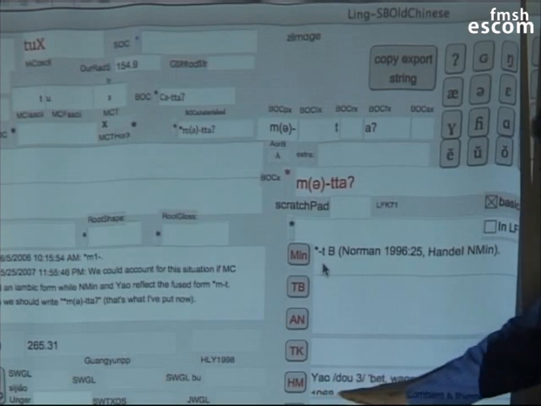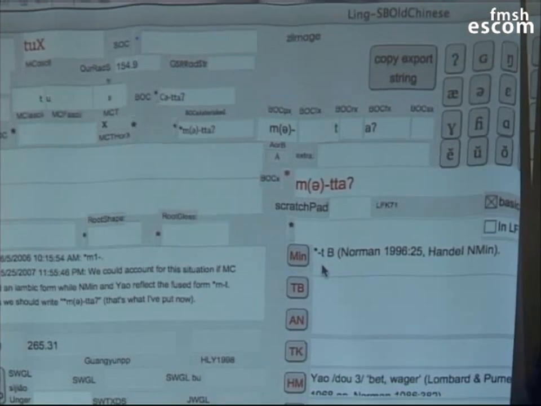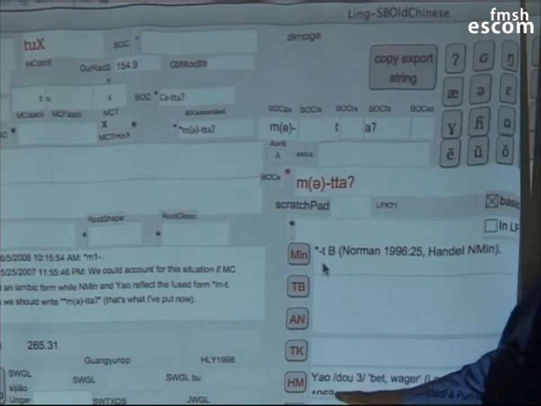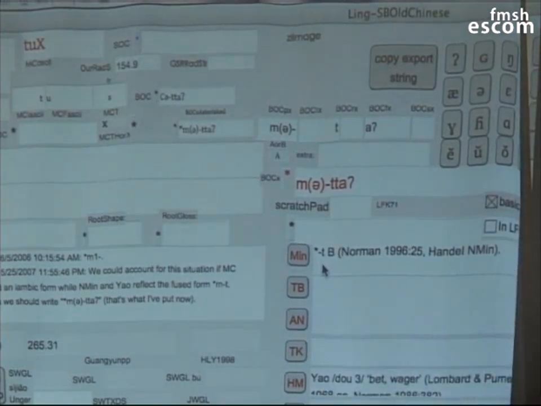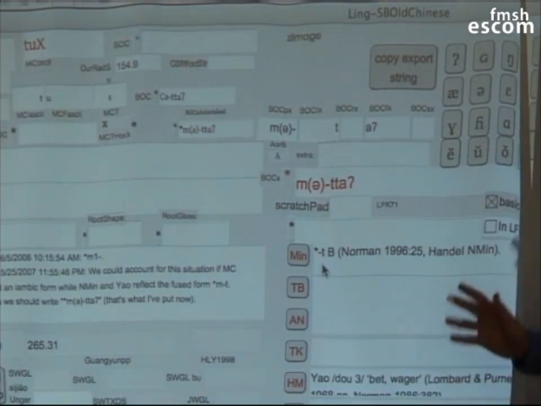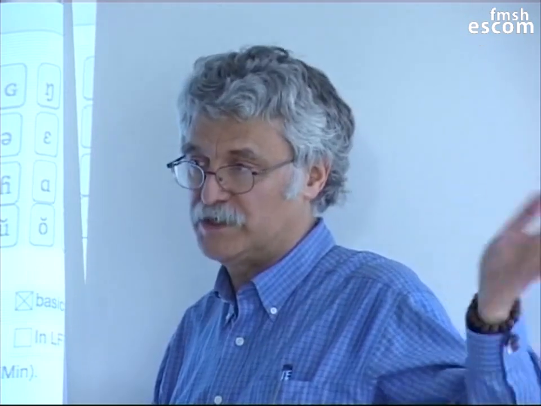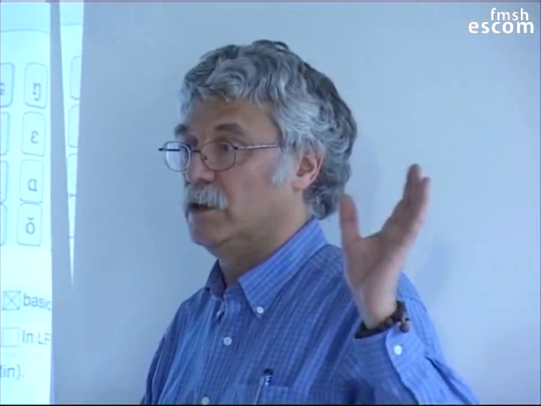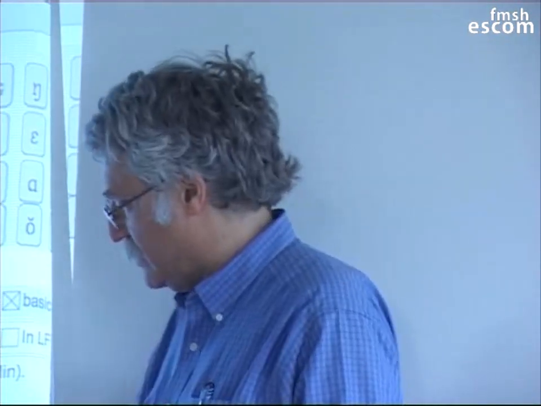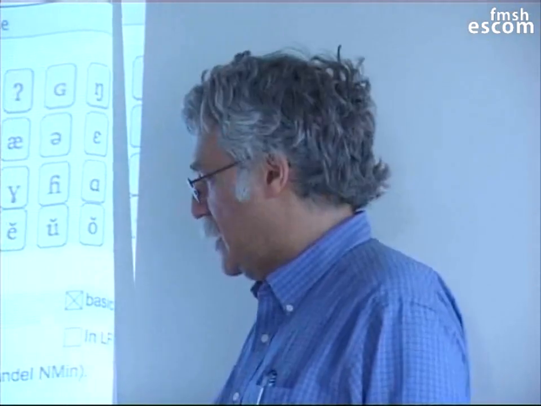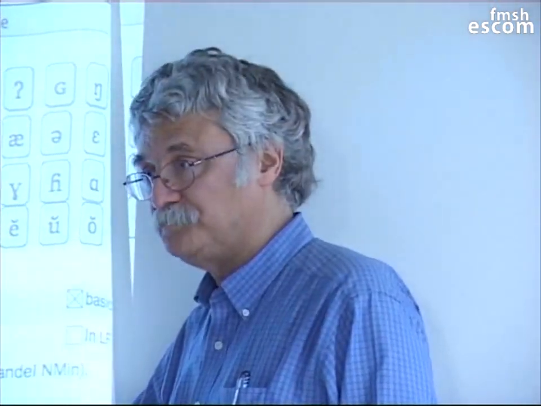Well, down here we have the Yao word for bet or wager, B-O-U. Voiced initial stops in Yao, or in Mien, in other words, have all come from prenasalized stops. Whenever there's a cognate in Hmong, or Miao, it will have a prenasalized stop. So this is a well-known fact or hypothesis, and this indicates prenasalization.